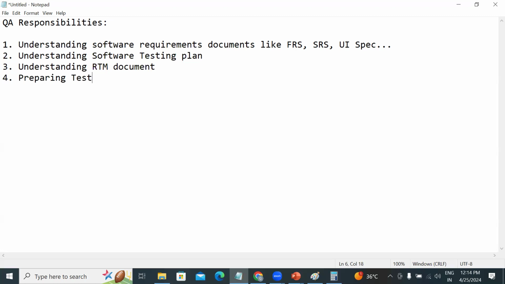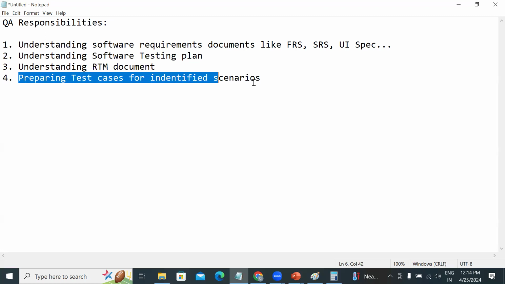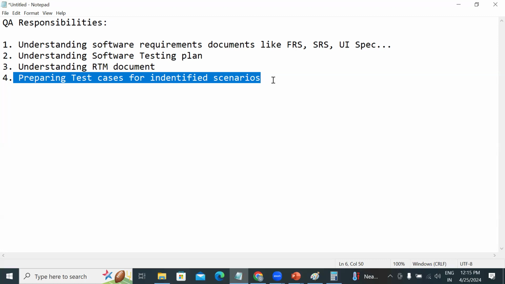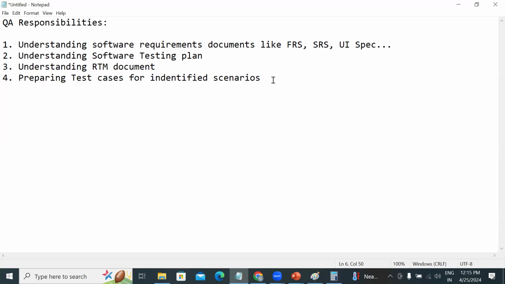Preparing test cases for identified scenarios is a major task. Every tester is involved, whether you're a fresher or experienced, whatever it may be. What is that? Preparing test cases for identified scenarios. What is a test case? What is a scenario? How to create test cases? Preparing or creating test cases for identified scenarios. Okay. This is your major role. The major role of a tester is creating test cases.